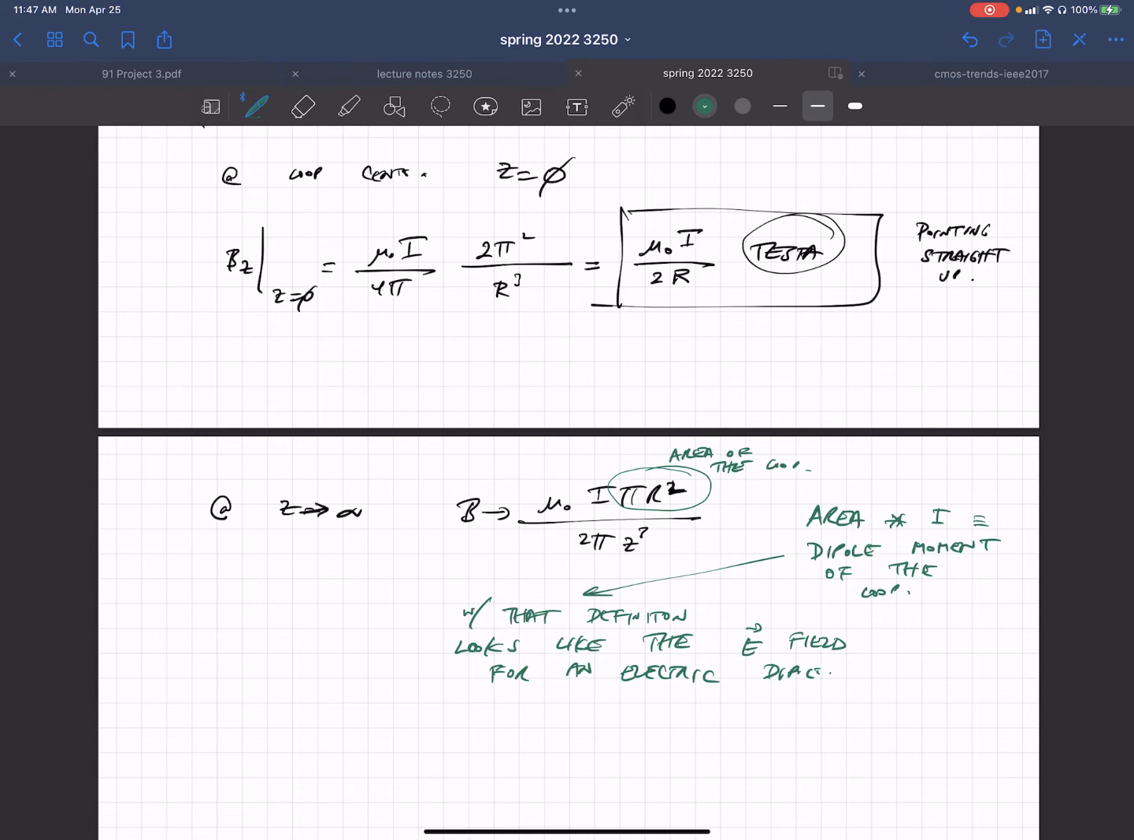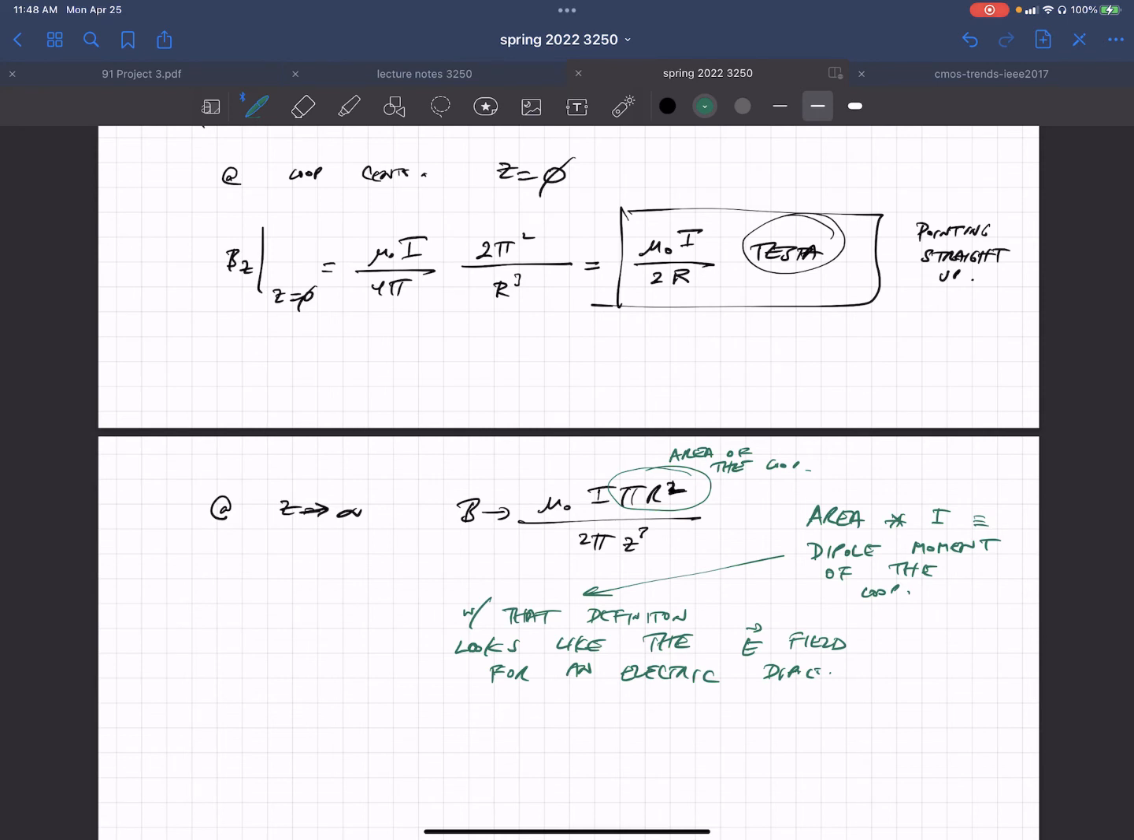As we'll see, there are a lot of analogies between the electric field and magnetic field, between an electric dipole and a magnetic dipole. The differences are, if you look at the electric dipole, there are actually charges at the ends of an electric dipole. There are two equal and opposite charges at the two points of the dipole.